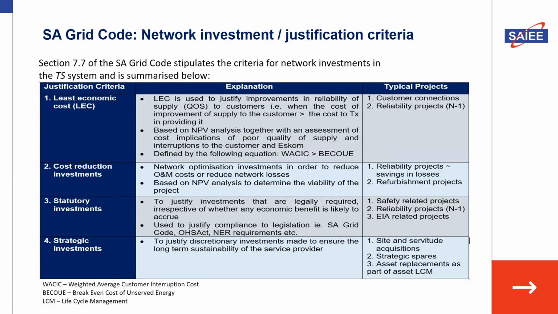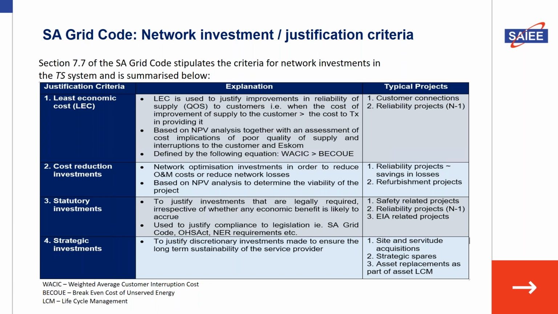Now, when we look at the investment criteria, as also defined in section 7.7 of the South African Grid Code, it stipulates typically 4 criteria that we use to justify projects in transmission. Typically, the first one deals with the least economic cost, where projects are justified that bring about improvements in quality of supply to the customers. In this case, what we are trying to find out is the weighted average customer interruption cost versus the break-even cost of supplying that energy. I'll go into more details in the next slide.